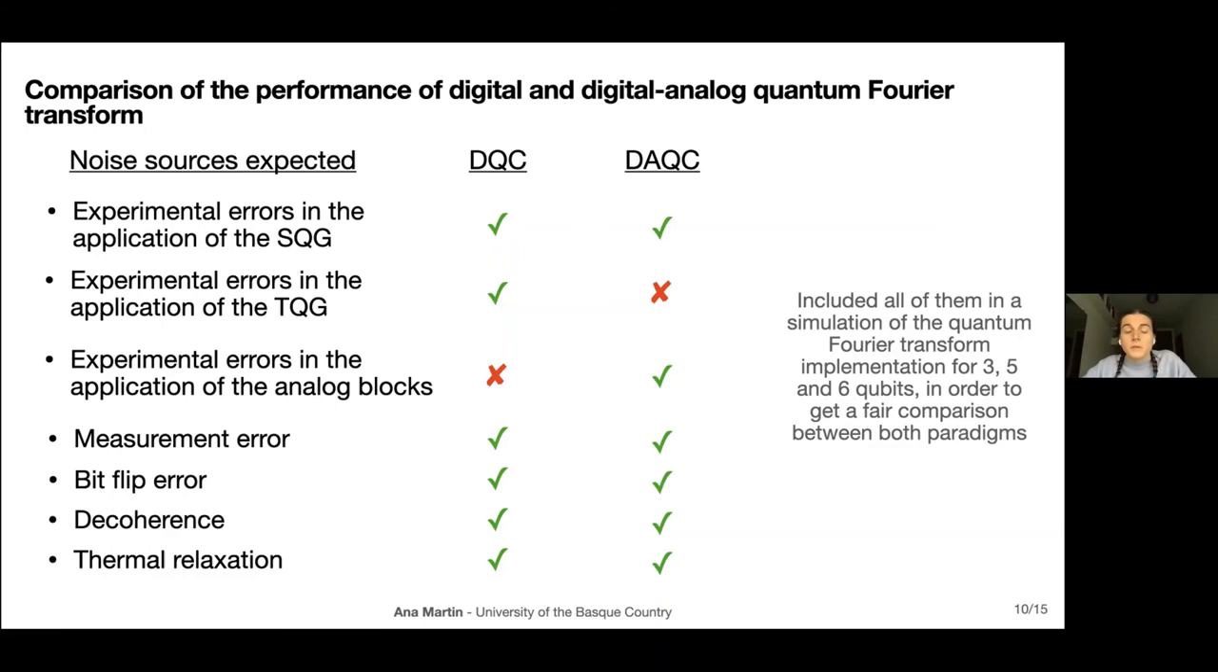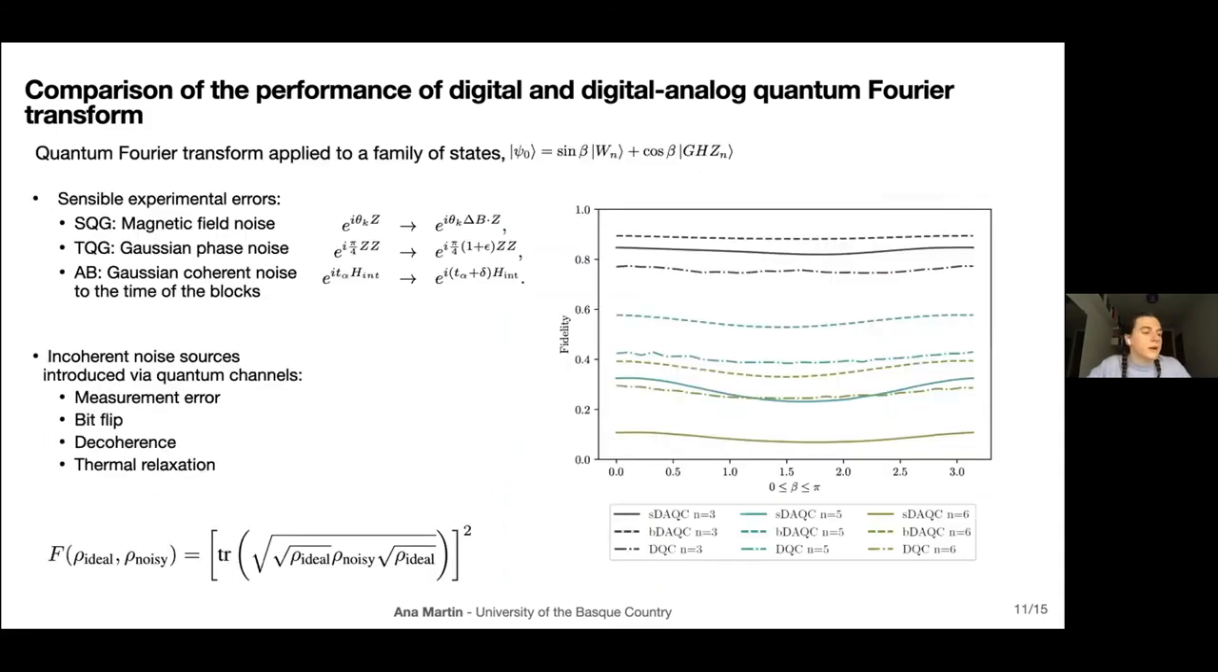These experimental errors will only appear in the fully digital case, but not in the digital-analog. And the contrary happens with the experimental error that we expect whenever we apply the analog blocks. We won't have these errors in the fully digital one, but we have to take them into account whenever we want to implement the digital-analog. So we have included all of these errors in the simulation of the quantum Fourier transform, and we have implemented this algorithm for 3, 5, and 6 qubits in order to get a fair comparison between these two paradigms.